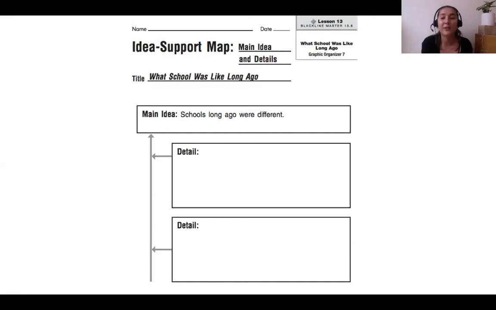Long ago, the transportation was different. They used horses and carriages, and now we have things like school buses and cars. Good job. Okay, let's go for a girl.